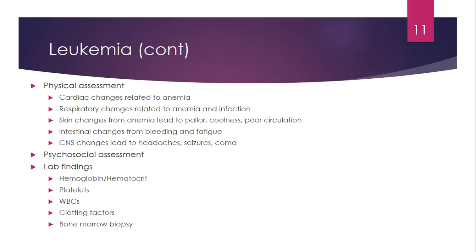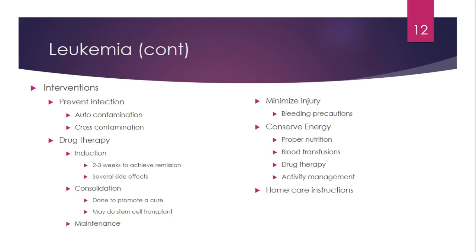Then lab findings, the big ones that we're going to be doing would be a CBC and looking at those cells. We can also look at clotting factors to see how fast that body is clotting, and then we can do a bone marrow biopsy to see how those cells are being made. Interventions. So we want to prevent infections either from an auto contamination from themselves, from one site to another site, or from an outside source.